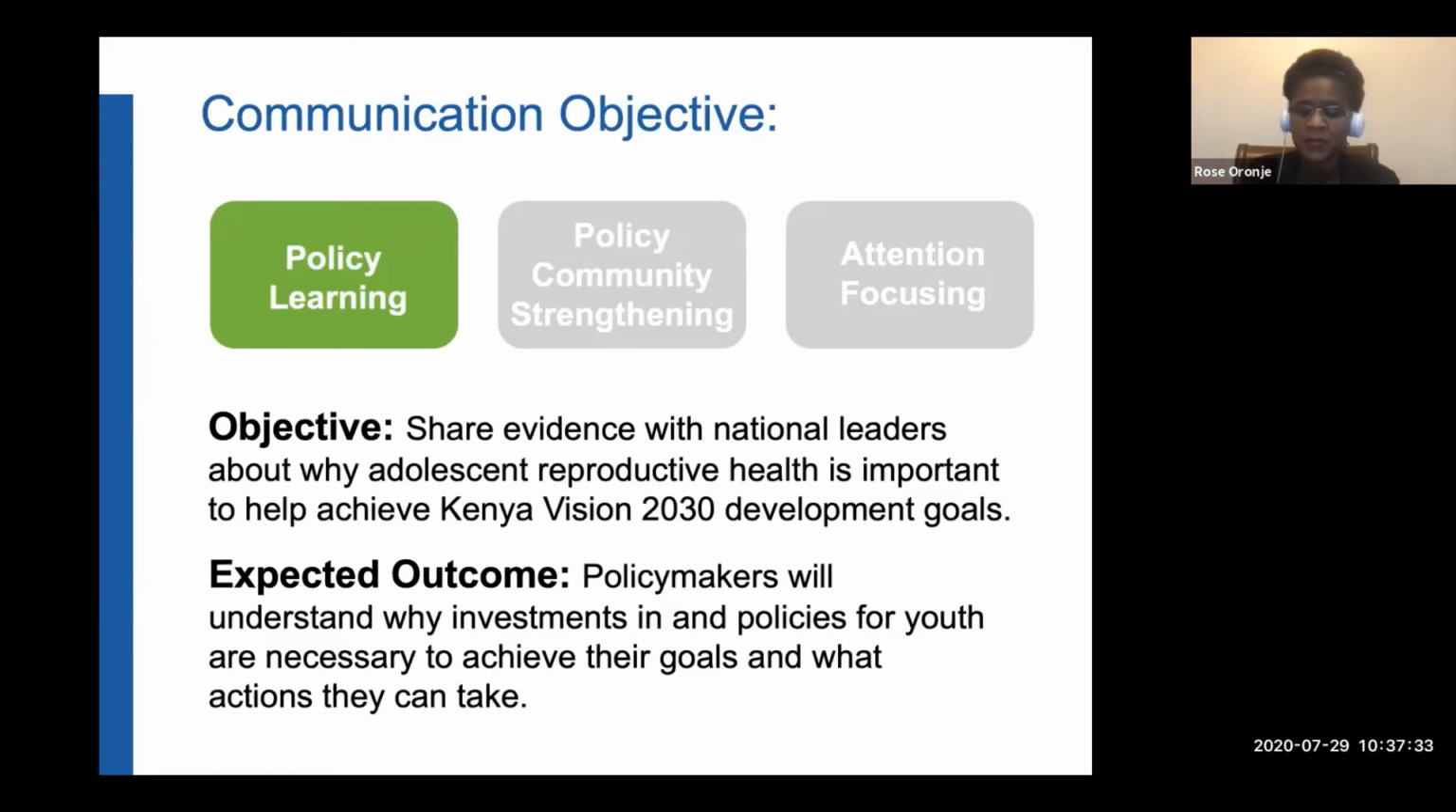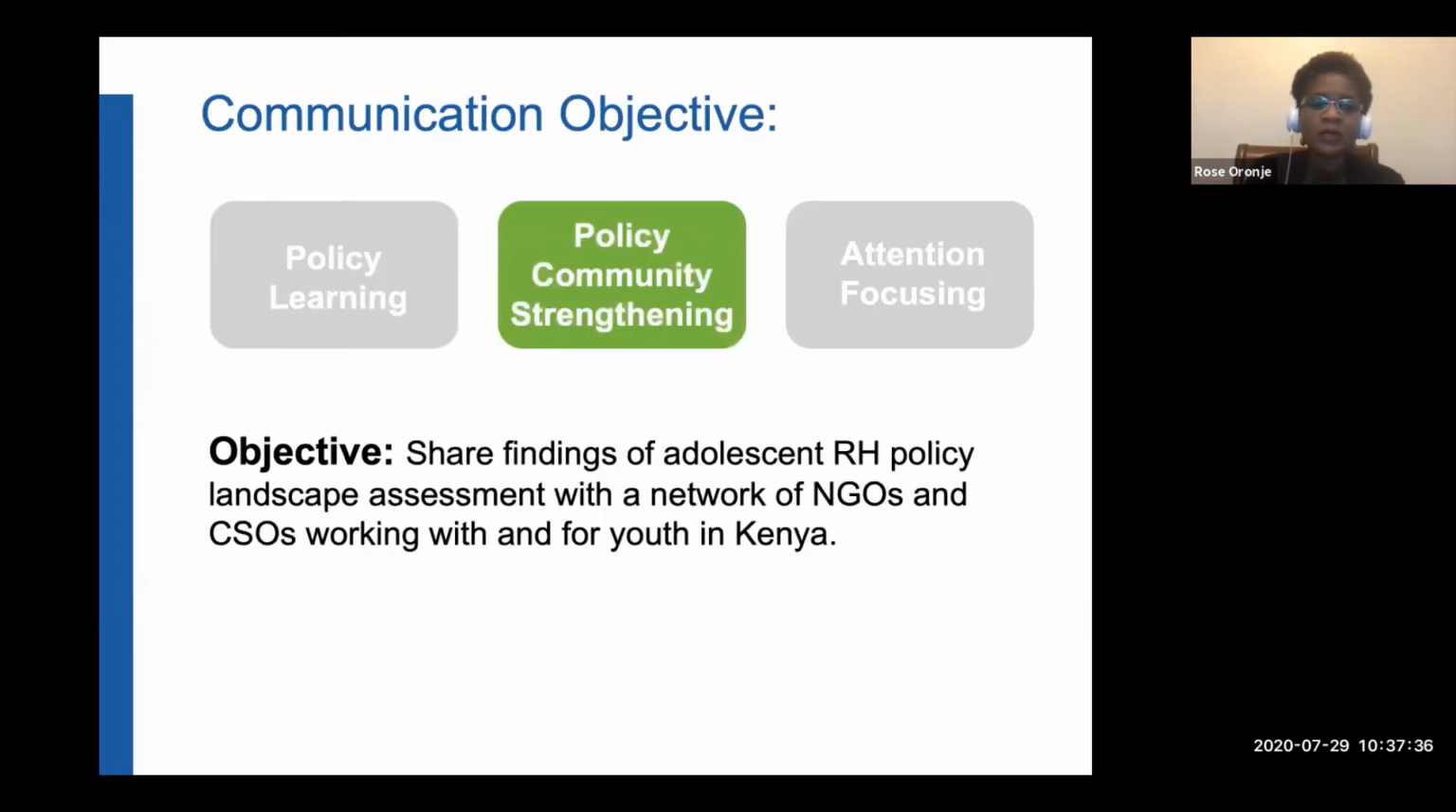If you're focused on policy community strengthening, as I said, this is expanding the advocacy around your issue. It's really about knowing the advocacy groups working on this issue, but also constantly sharing your evidence with them so that as part of the advocacy efforts, they're actually talking about the evidence and they're talking about your issue. And so they're amplifying your voice in advocacy.